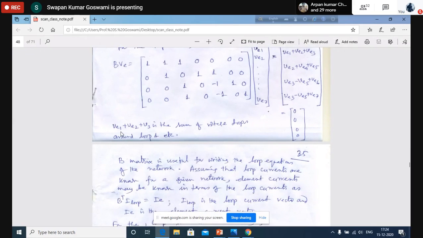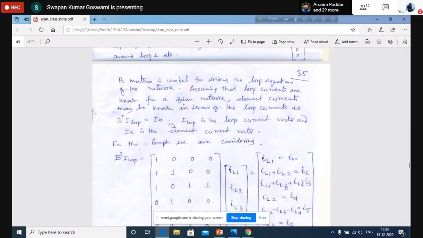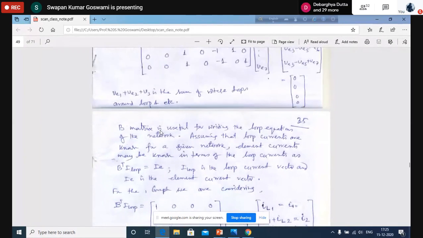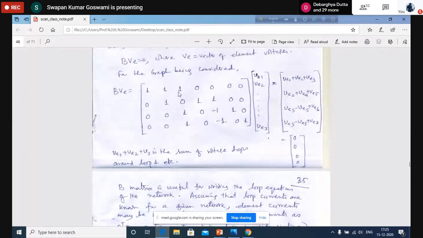Okay, so this is the KVL we have written. Now the B matrix, how can we use it? When you perform network analysis using the loop frame of reference, that means when the loop analysis technique is used, what are the variables in the loop analysis technique? The loop currents.